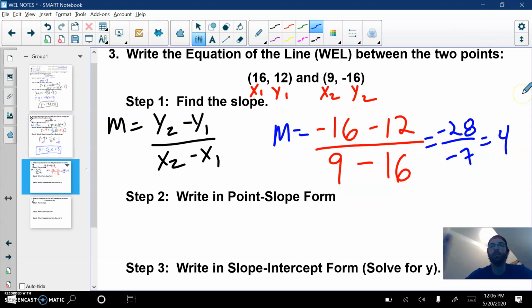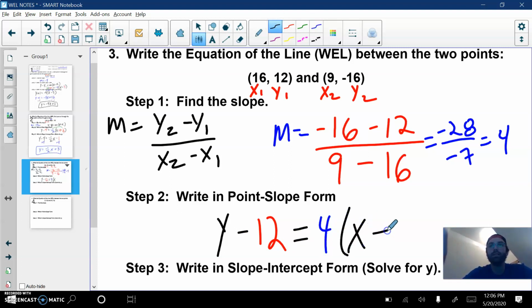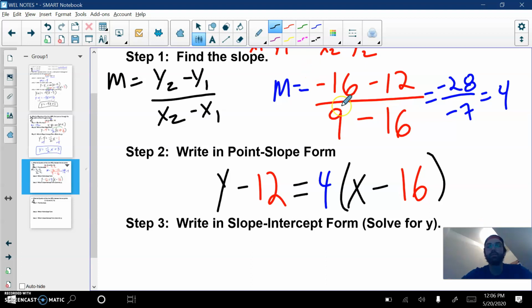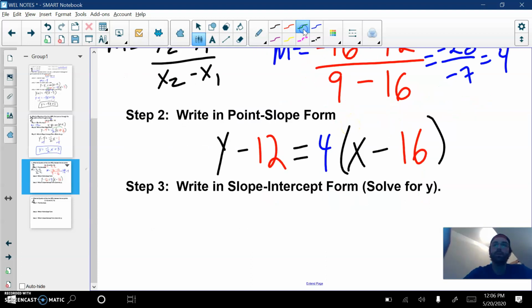So write in point slope form. Well, here's x1 and y1, so let's go. y minus y1, which is 12, equals m, which is 4, times x minus x1, which is 16. Now, obviously, 4 times 16 is going to give us a big number, but that's okay. So let's solve it. Distribute the 4. Remember, this is point slope form right here. If I was asking for point slope form, I would say leave it here.